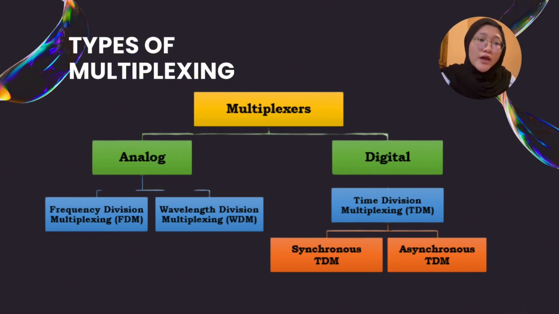For digital, we have time division multiplexing, TDM. Signals are sent one at a time in turns, for example in the telephone system. TDM is divided into two types, synchronous TDM and asynchronous TDM. In synchronous TDM, each device gets a fixed turn, even if it has no data. In asynchronous TDM, turns are given only when there is data to send.